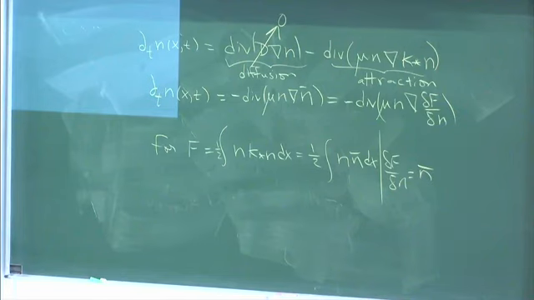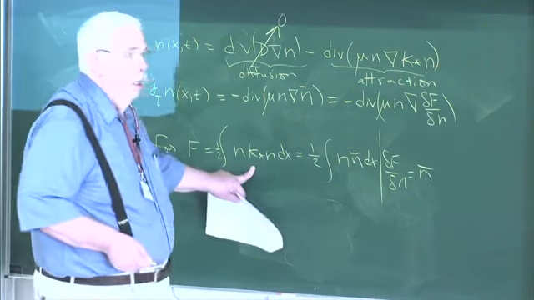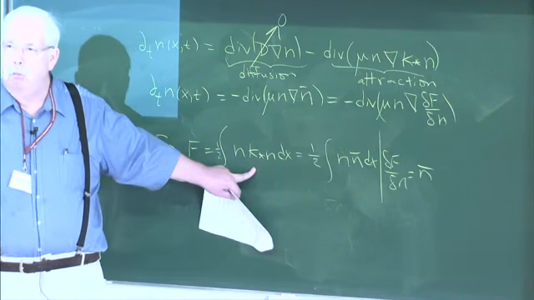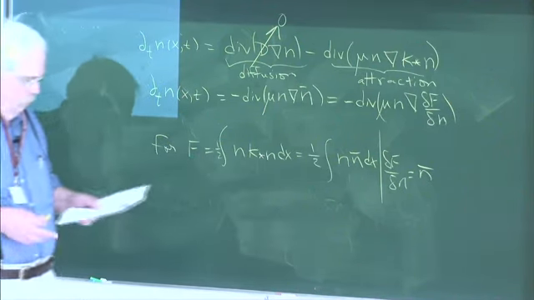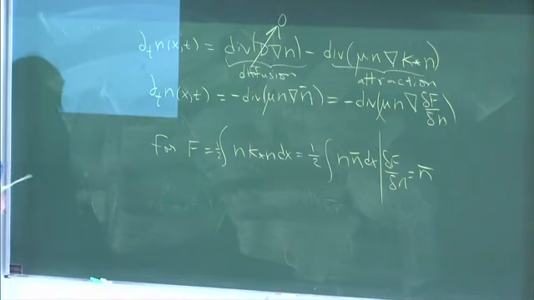Because n bar is not the average over the domain. It's the average convolution that's falling off exponentially in both directions. So it's a blob.